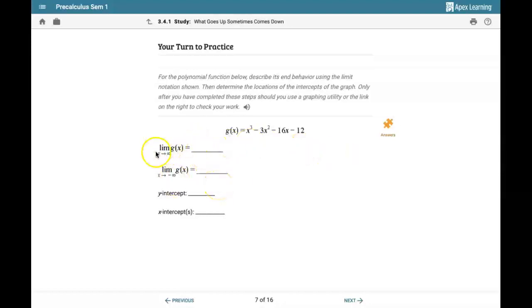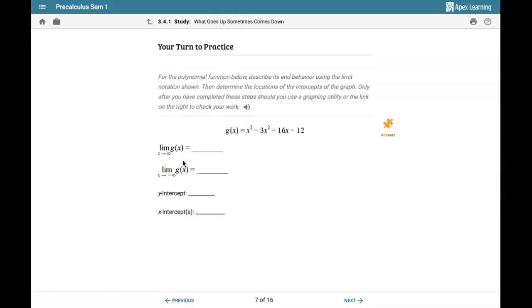Reading this is saying as x goes towards infinity, so as we go in the positive x direction, the question is, is this going to go up or down? Since our value here is a 1, this is going to go up, which means it's going to go in the positive infinity direction.